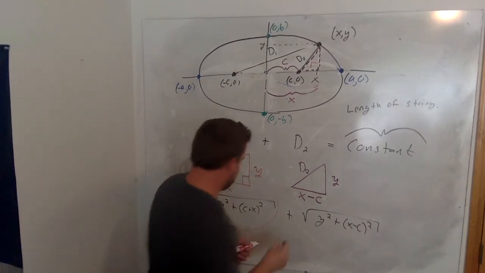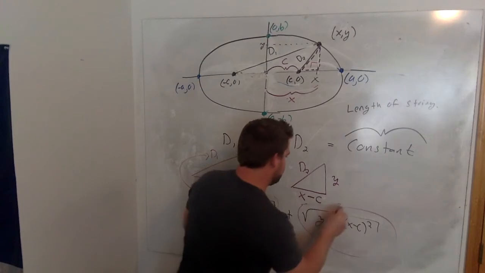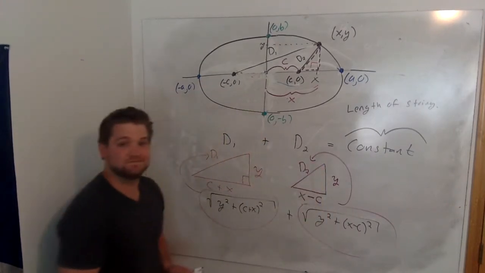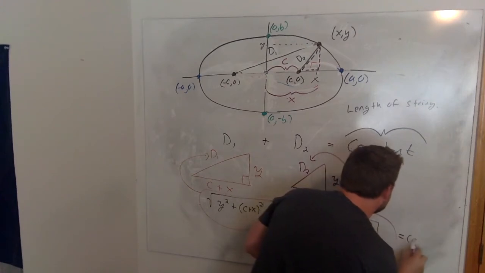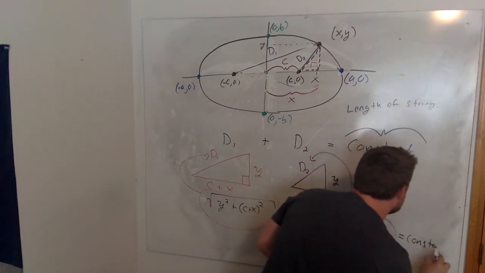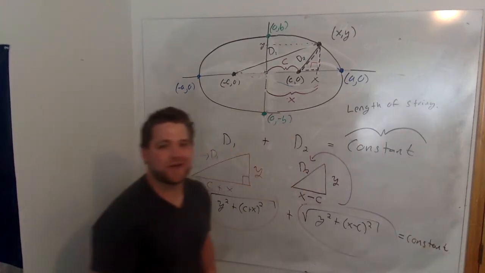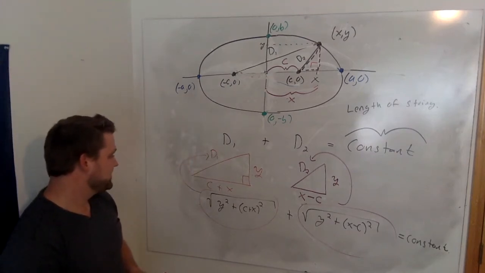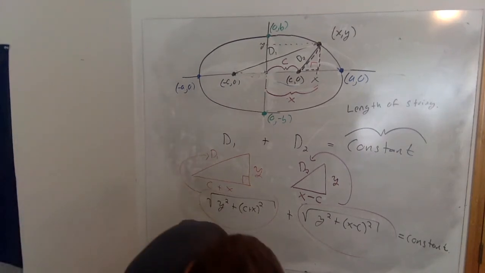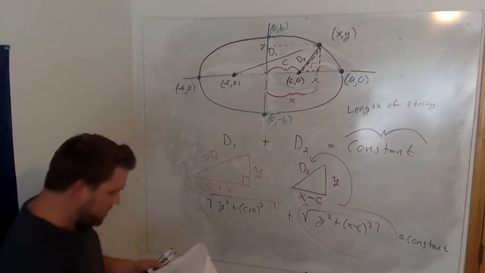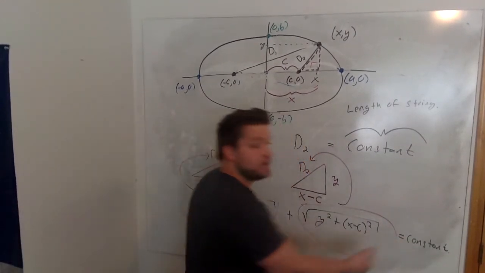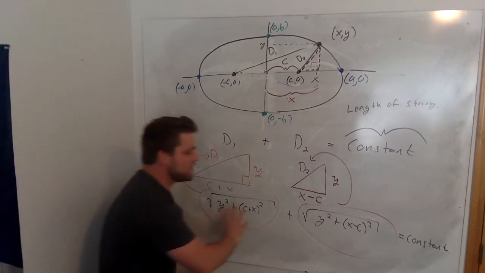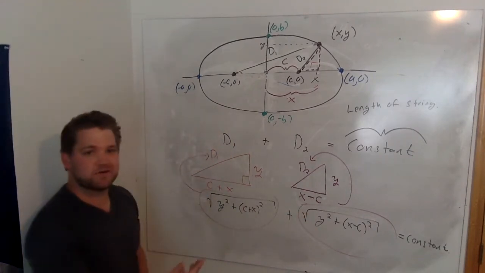And this here is distance d2. And this must all be equal to a constant. Okay, that's what we have so far. What we want to do now is think about what the constant here should be. We're actually going to play around with this formula to get a little bit more information about it.